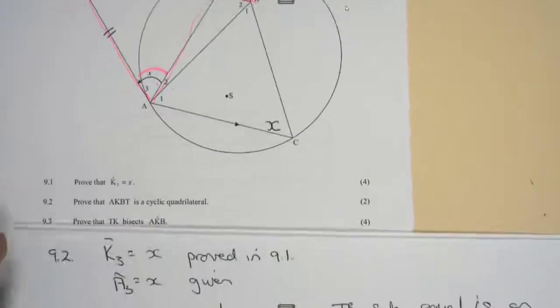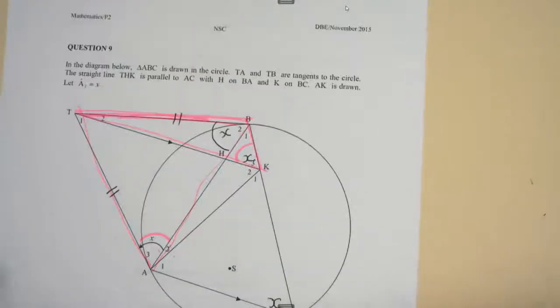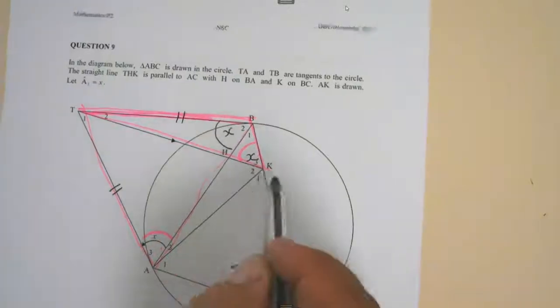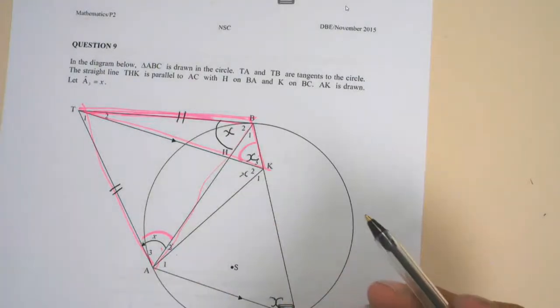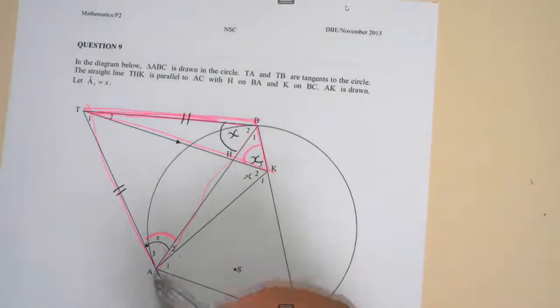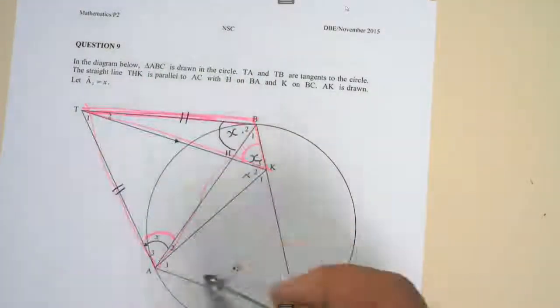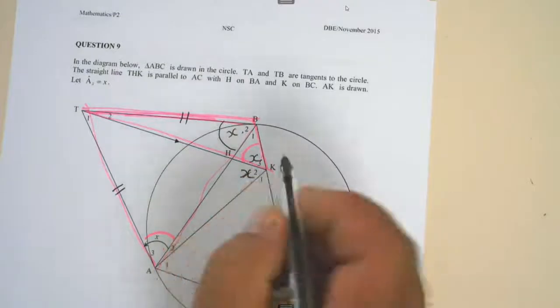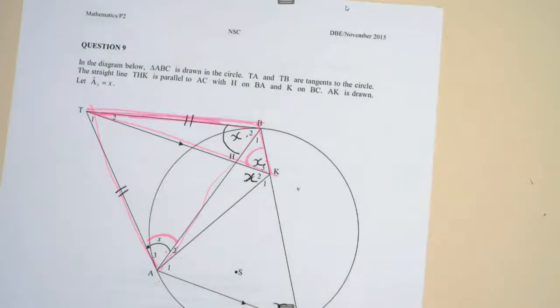The next question, 9.3: prove that TK bisects angle AKB. Prove that TK bisects AKB. So we've got to prove that there is X. Now remember, this here is a cyclic quad. Now if TK subtends X, then TK must also subtend X. So therefore TK bisects this angle. To prove that, we're going to do the following.